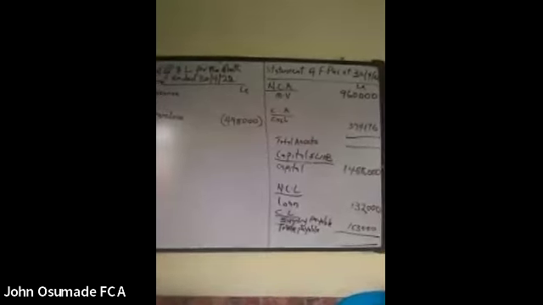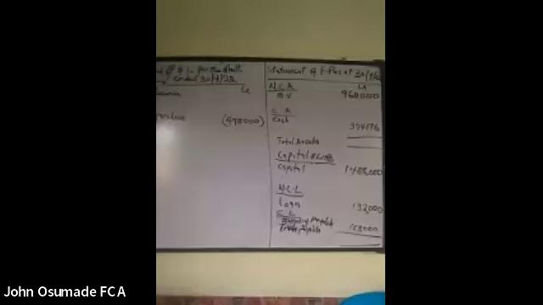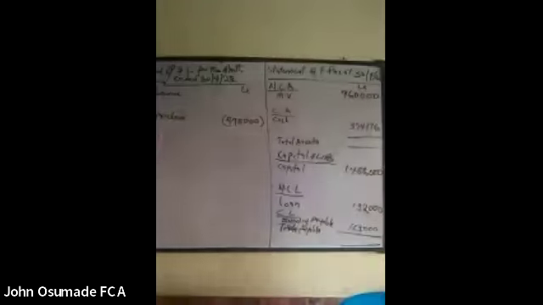Look at your trial balance. Give me the figures in your trial balance that you have just written out. Carriage inwards. Carriage inward is after trade payable. Carriage inward will be added to purchases.